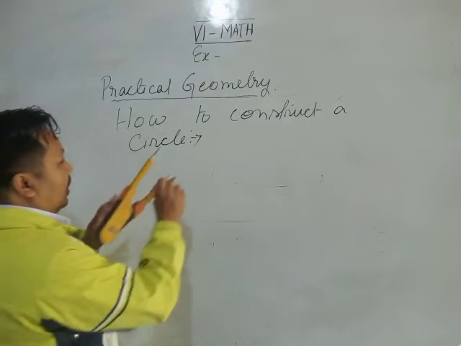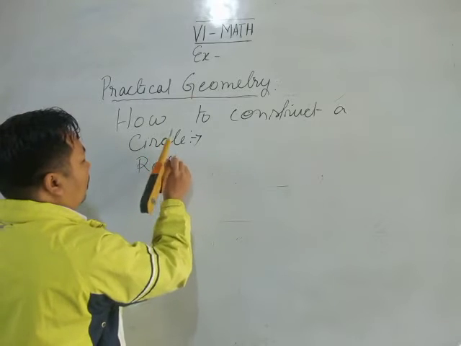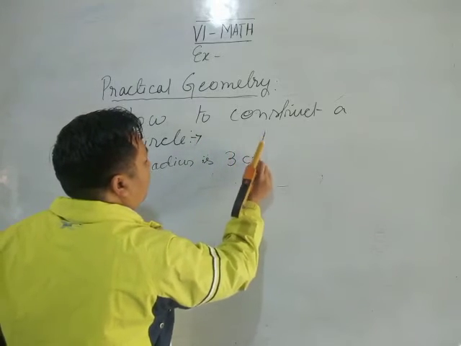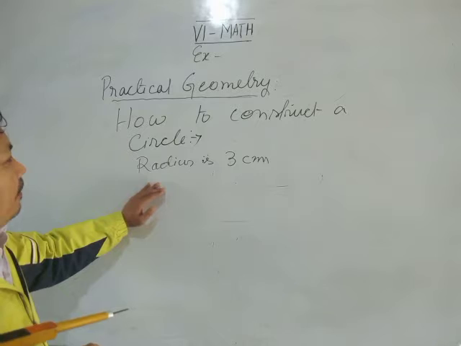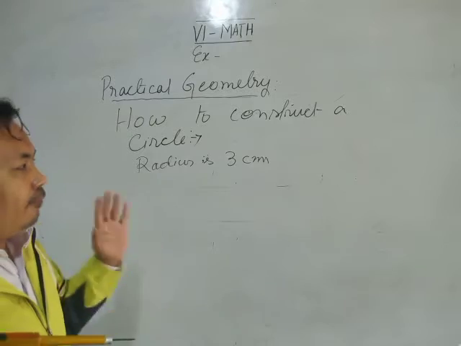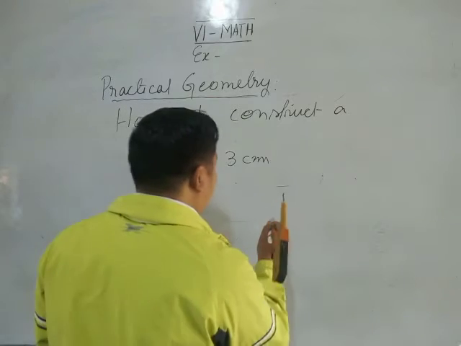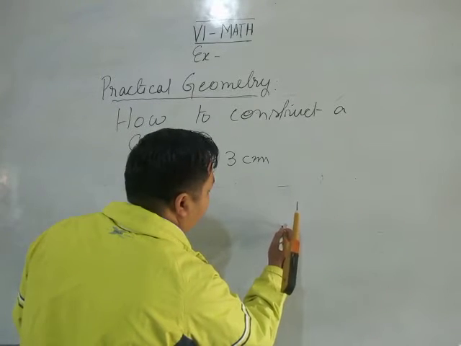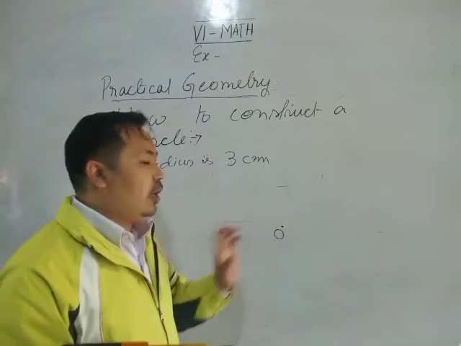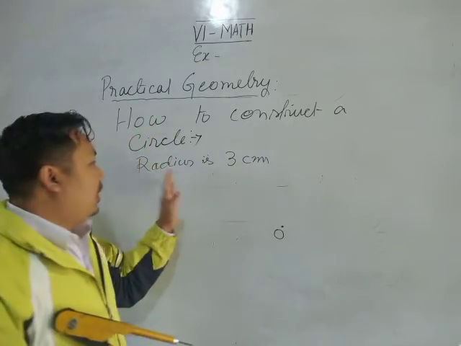Let us say the radius is 3 centimeters. So we are going to construct the circle with a radius of 3 centimeters. For this, we need one point. That point is called the center of the circle. So take any point anywhere, like this here. Let us say this point O is the center of the circle, and from here we are going to construct the circle. To construct a circle, we need the radius. So here the radius is given as 3 centimeters.